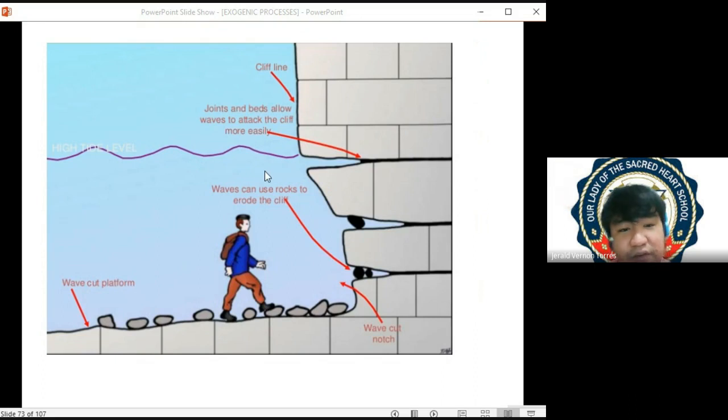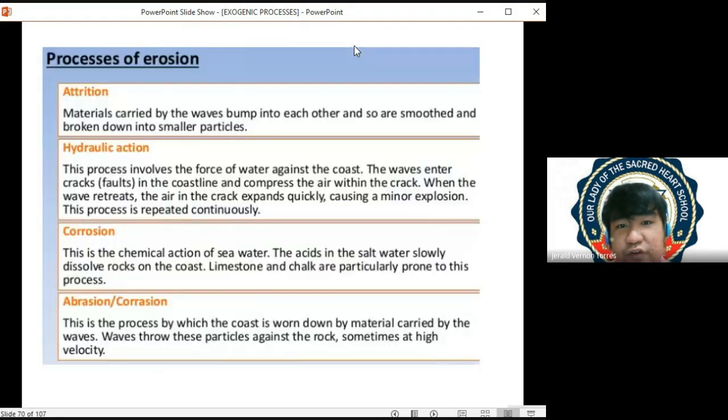This also happens even by wind. Wind can cause abrasion. But here in coastal erosion, we will consider abrasion as the process where the particulate rock in the water can cause erosion of the parent coastal rock in the area. So I think those are the four processes that are important for us to understand, and these cause coastal erosion along the coastal area.